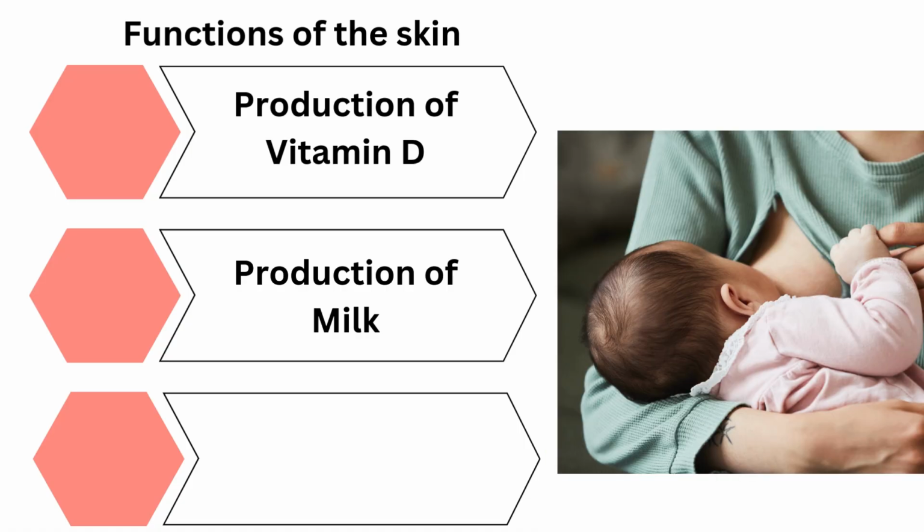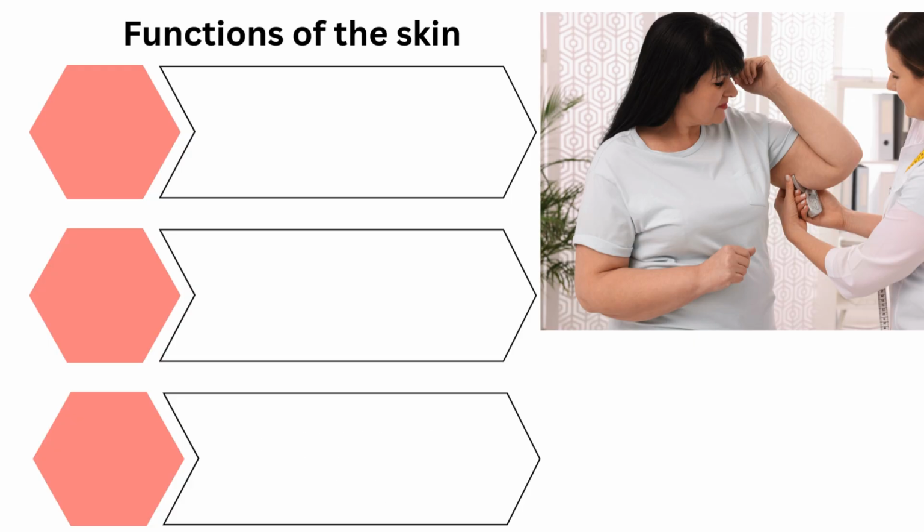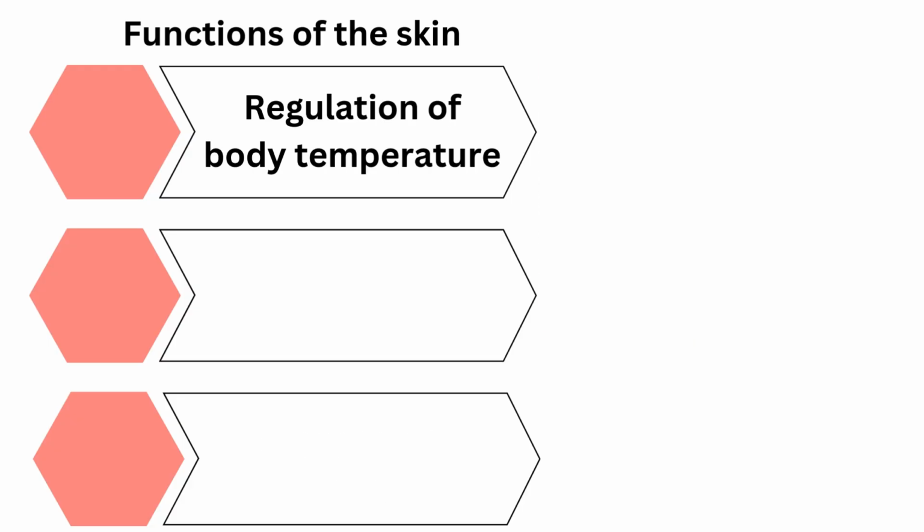Production of milk. The mammary gland in female animals is a modification of the skin, and it produces milk which is used to feed the young ones. Storage of food. The skin also helps to store fat under the dermis of mammals. Fat so stored forms an insulating layer in mammals.